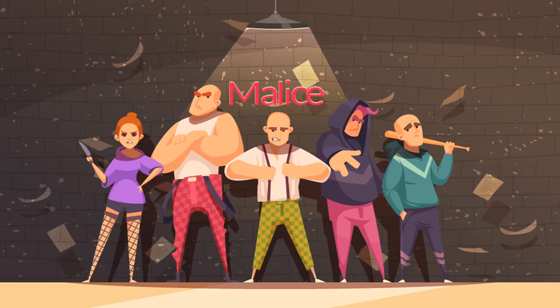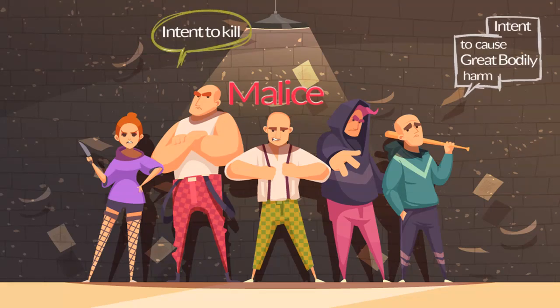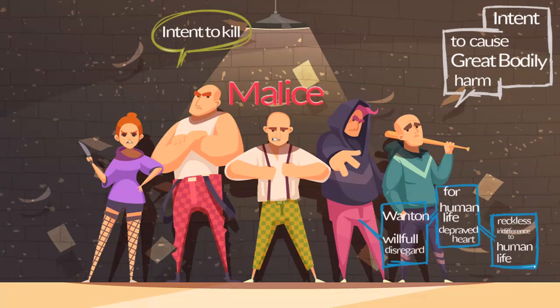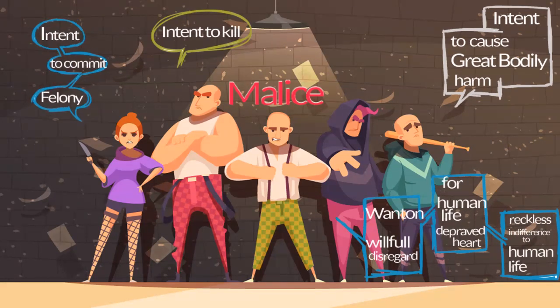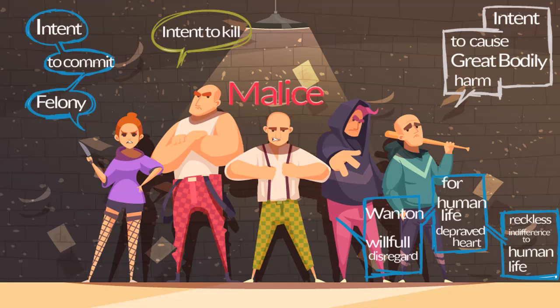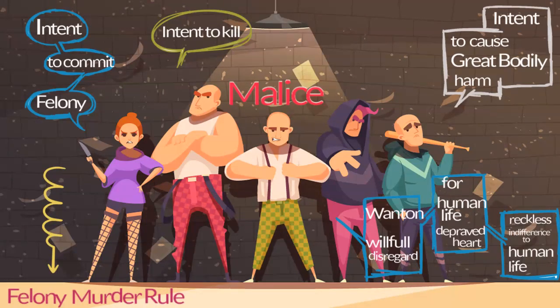In a murder case, there are 4 ways to show malice. However, only one of these 4 types of intent need to be shown to reflect malice. They are intent to kill, intent to commit great bodily harm, a reckless indifference to human life, or intent to commit a felony. This intent to commit a felony is known as the felony murder rule.